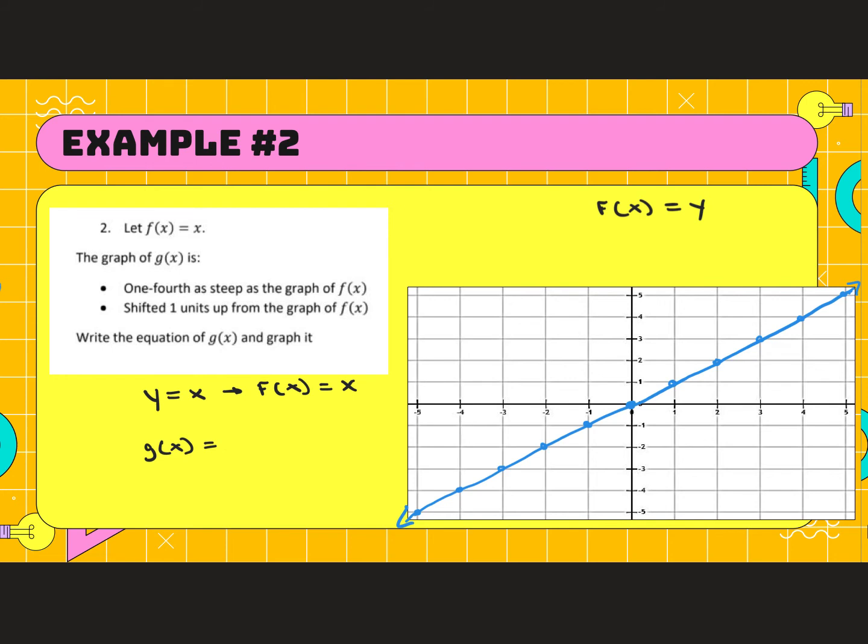All right, so 1/4 as steep, so we have a slope of 1/4, because again we're multiplying 1 and 1/4, which gives us 1/4. And then it's shifted up 1 unit, so we're adding 1. So our y-intercept now is going to be 1. Our slope is 1/4, so up 1 over 4. We're going to go down 1 and over 4. And we're going to try our best to make this line as straight as possible.